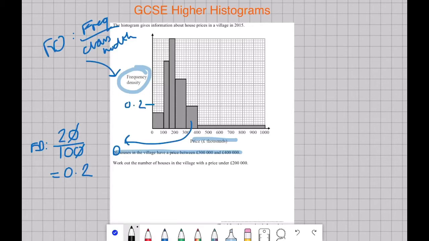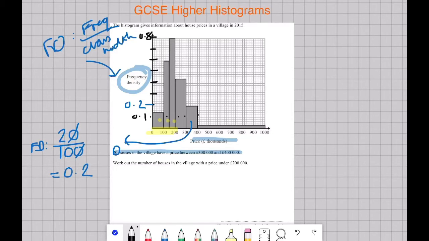Now that's going to help me, because then this one, follow that across, would be 0.1. So each of these big boxes is 0.1. So it goes up to 0.1, 2, 3, 4, 5, 6, 7, 0.8 there. So the question's asking the number of houses in the village with a price under 200,000. So I've been asked for anything within this, so the area of each of these three bars, the first one, the second one, and the third one.